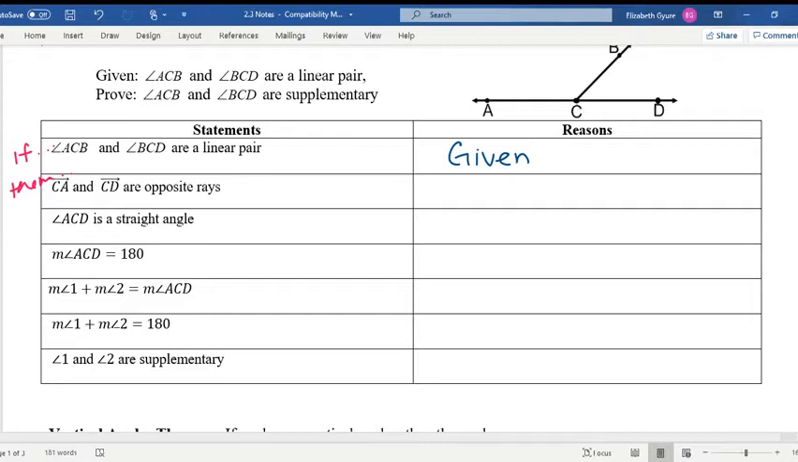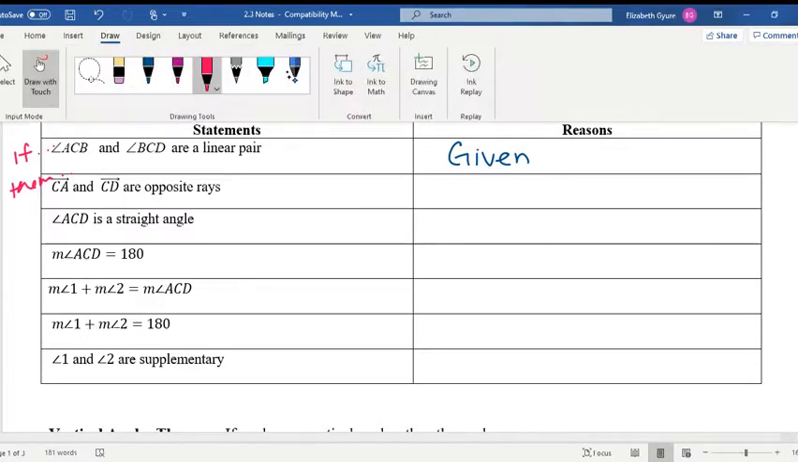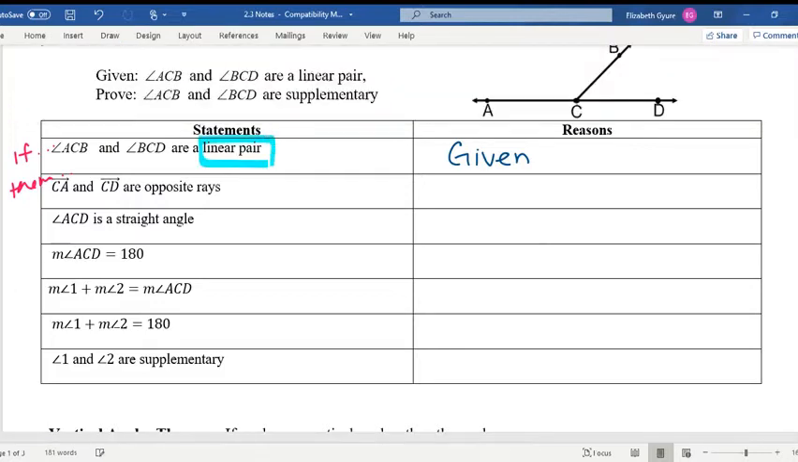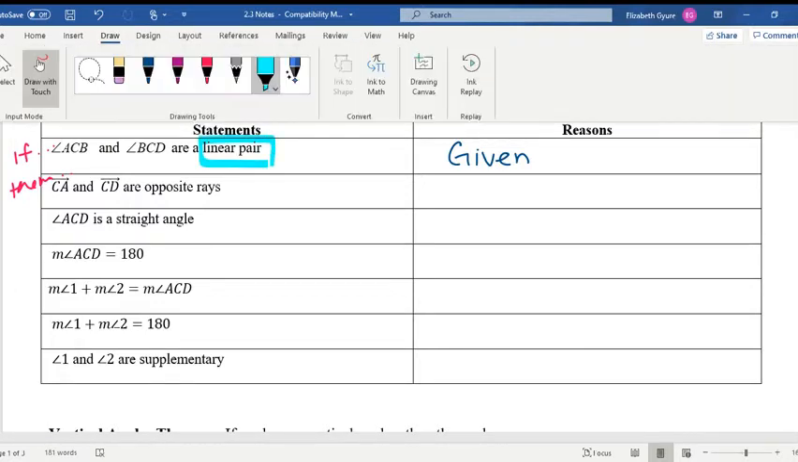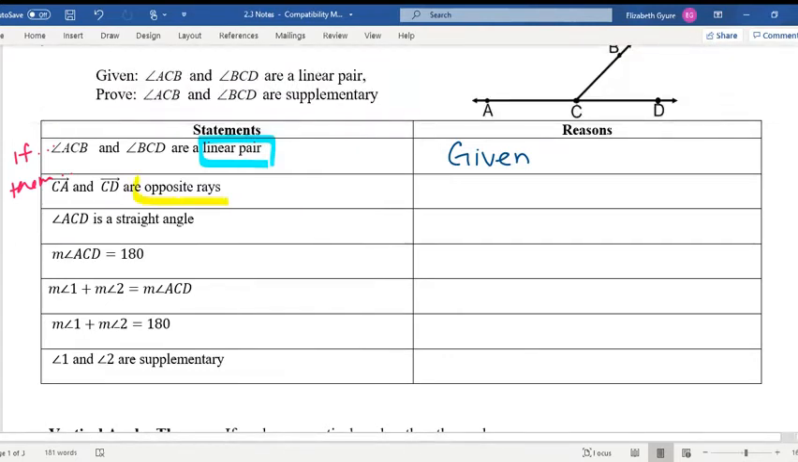For today, I'll read it to you, but in the future, I might make you read it to me. It's down towards the bottom of the front. For a linear pair, two angles form a linear pair if and only if they have a common side and non-common sides are opposite rays. So do we notice something in that definition? Linear pairs are formed by what? What's that last word in the definition? Opposite rays. So if we have a linear pair, we know we're going to have opposite rays.